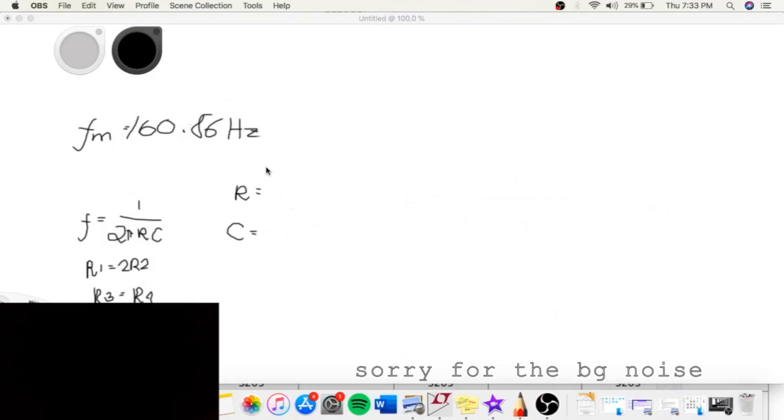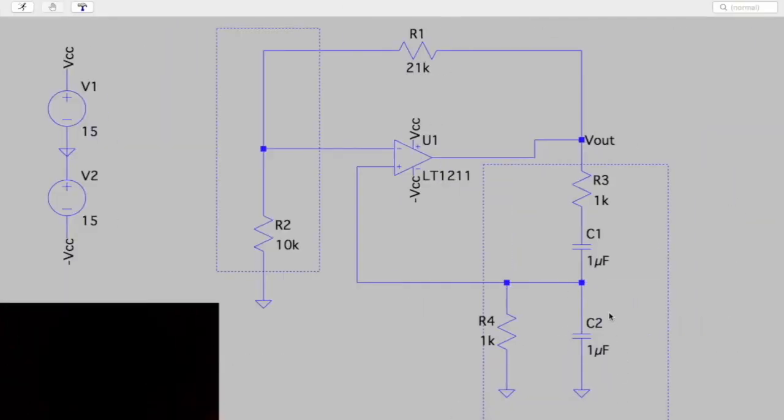So let's compute the frequency of our Wien bridge oscillator. The output voltage peaks at the frequency called the resonant frequency, which is given by the formula F equals 1 over 2 pi times R times C, with the given conditions that R1 equals 2 times R2, R3 equals R4, and C1 equals C2. Looking at our schematic diagram, let's see if the conditions are met. R1 must be 2 times R2, which is correct. R4 is equal to R3, which is correct. And the capacitors must be equal, which is also correct.